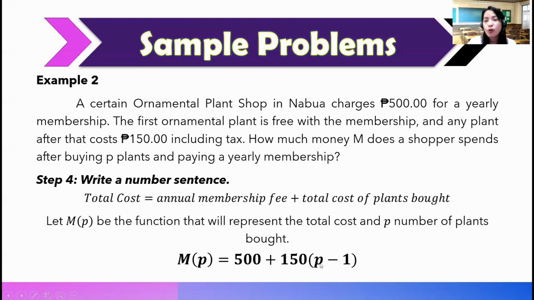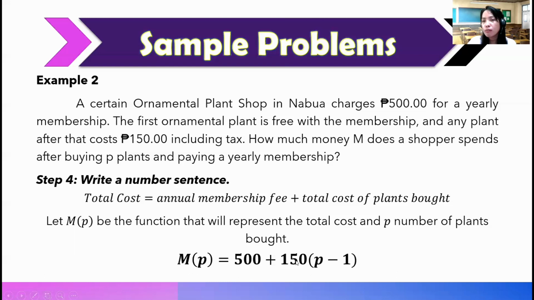Say for example, ang kukunin mo is 3 plants. So paano natin malalaman yung excess? Alin ba dun yung babayaran mo na ita-times sa 150? So, say for example, 3 plants yung kukunin mo. 3 minus 1. Ibig sabihin, 2. Dalawang plant, yung ita-times mo sa 150 na babayaran mo, na kukunin mong ornamental plant. 150 times 2, that is 300 plus 500. So all in all, ang babayaran mo is 800 pesos using this function.